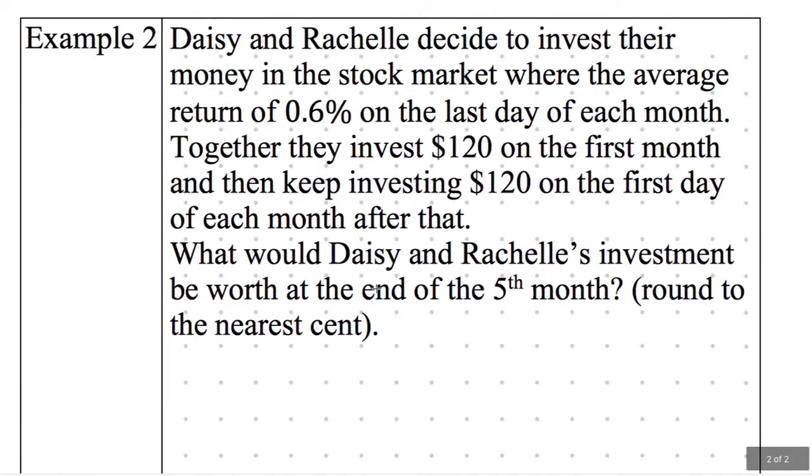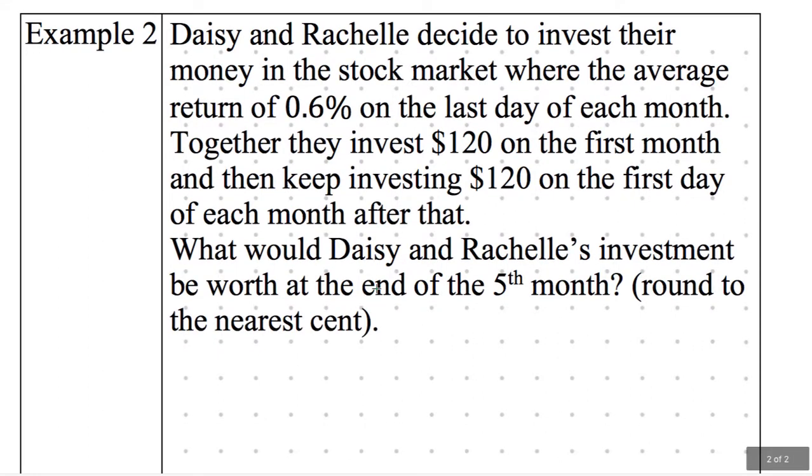All right, Daisy and Rochelle, you have your own example. Daisy, you get to read this one. Daisy and Rochelle decided to invest their money in the stock market, where the average return of 0.6% on the last day of each month. Together, they invest $120 on the first month, and they keep investing $120 on the first day of each month after that. What would Daisy and Rochelle's investment be worth at the end of the 5th month, rounded to the nearest cent? Okay, yeah, so this is a real life example.